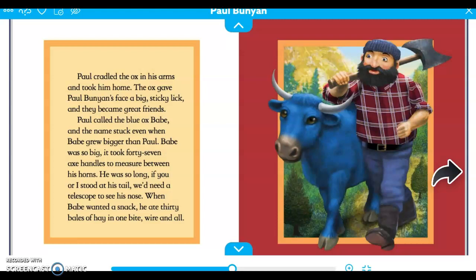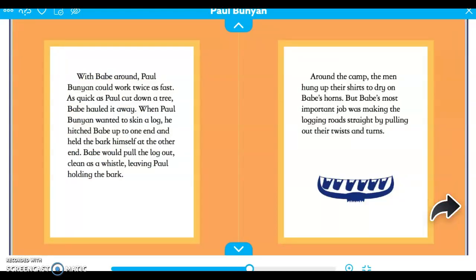Babe was so big, it took 47 axe handles to measure between his horns. He was so long, if you or I stood at his tail, we'd need a telescope to see his nose. When Babe wanted a snack, he ate 30 bales of hay in one bite, wire and all. With Babe around, Paul Bunyan could work twice as fast. As quick as Paul cut down a tree, Babe hauled it away.